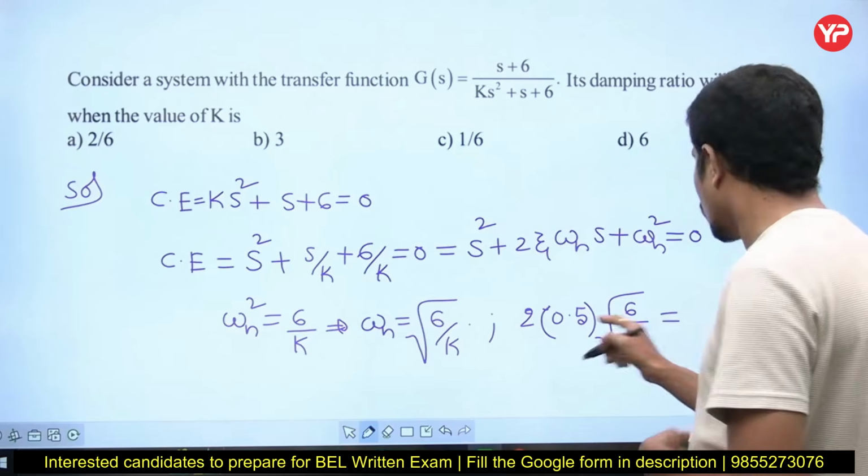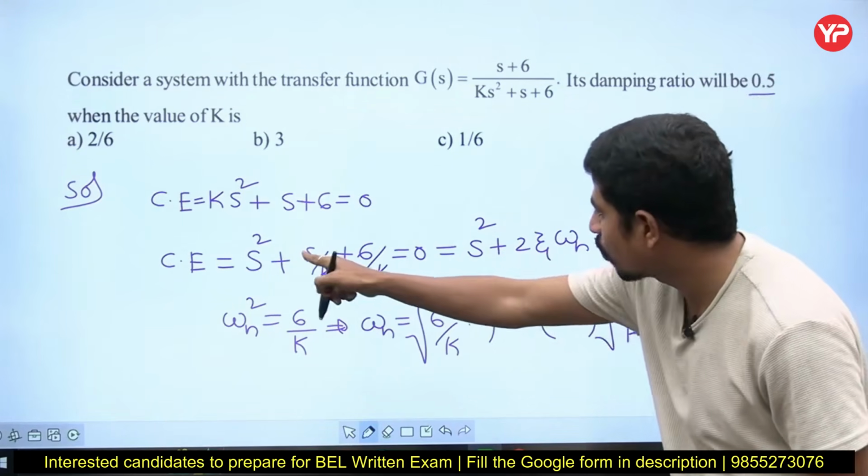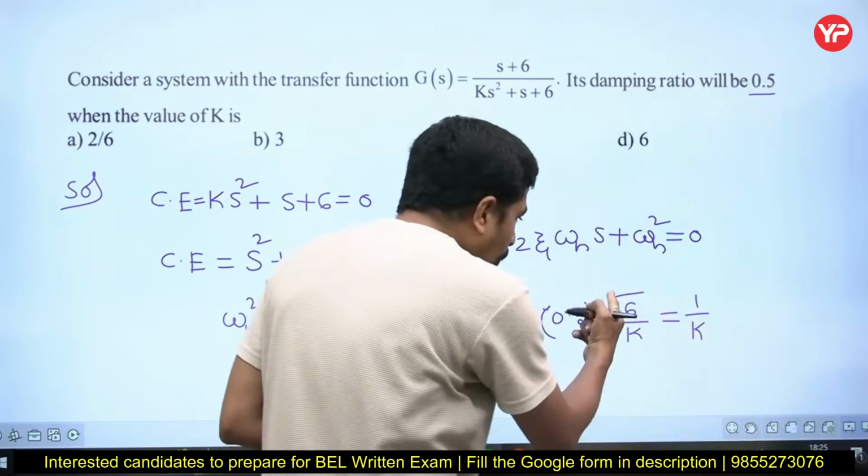In the place of 2 zeta omega n, how much is there? In place of 2 zeta omega n, 1 by k is there. Right? 2 into 0.5 is 1, and 1 into root 6 by k.